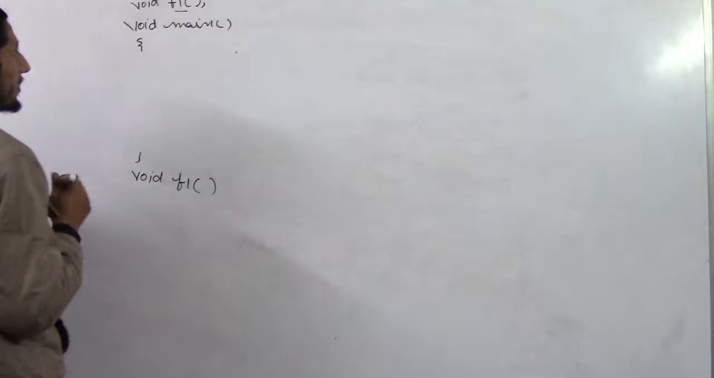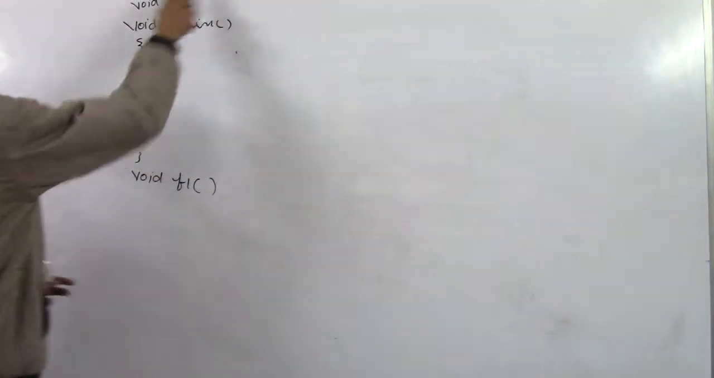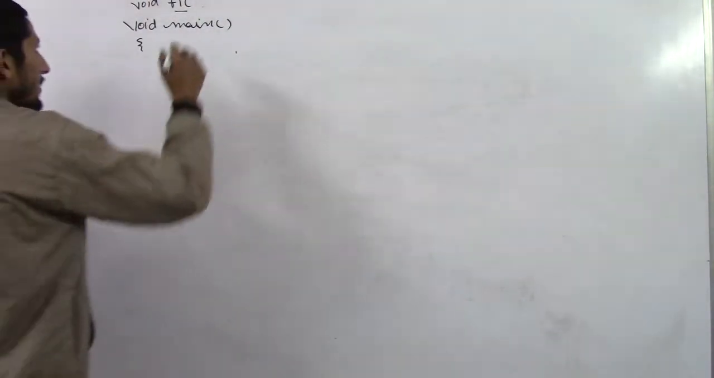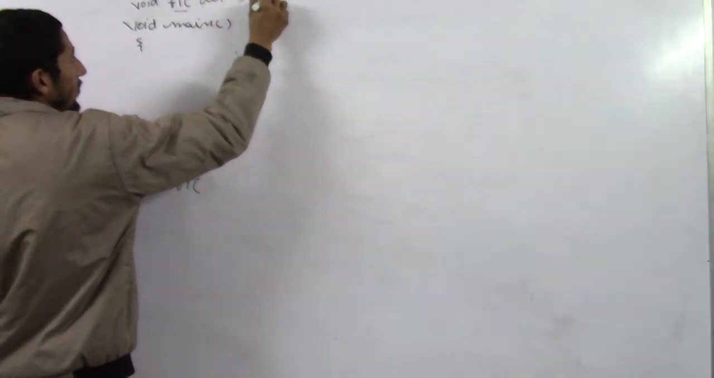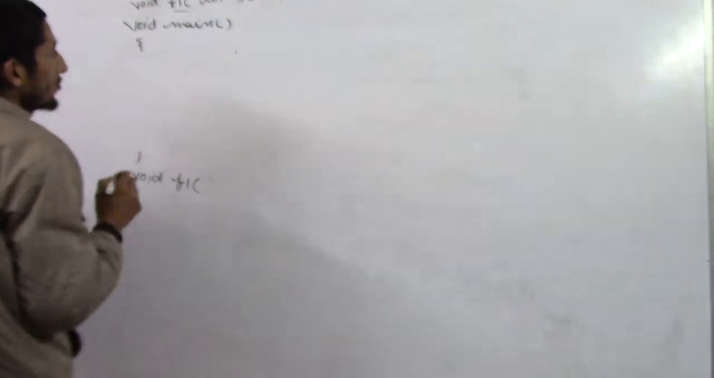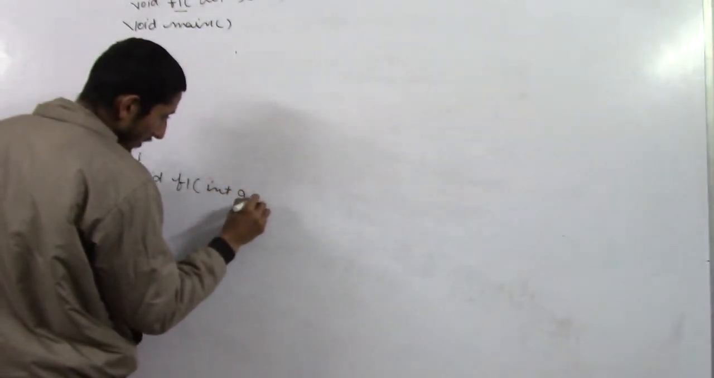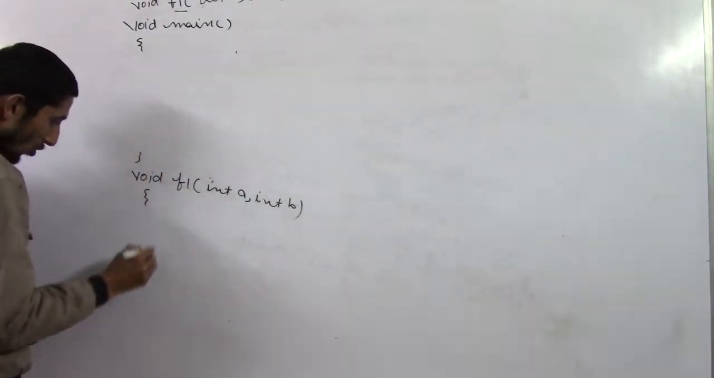Let me define the function and change the syntax. Just a minute. Let me define two integers here. What is going to happen in the function? You have to pass two numbers. Are you following this? You have to pass two numbers, so let me pass a comma b. And what am I writing? I am writing the code of swapping here.